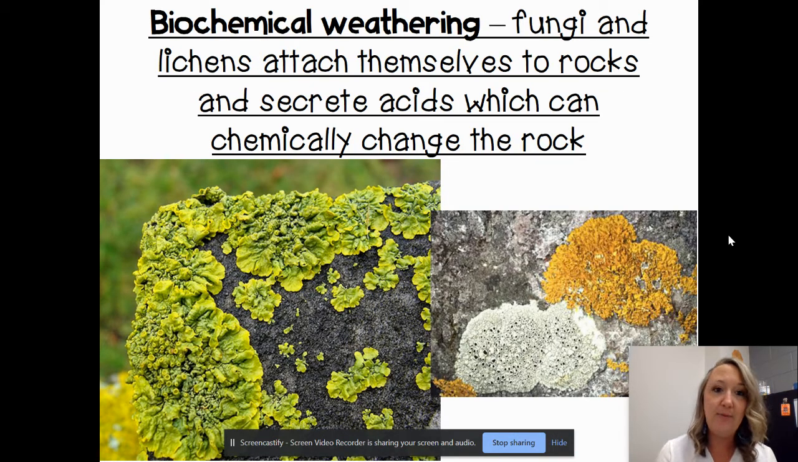Biochemical weathering we talked a little bit about when we talked about succession, because we talked about those lichens that grow on plants and dissolve the rock and create new soil by secreting acids, which chemically change the rock and break it down. And so this is true of fungi and lichens. And so biochemical weathering can also cause chemical changes that break the rock down and form a new substance, a new soil.